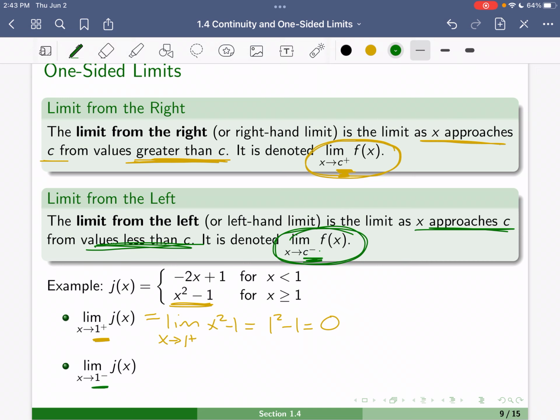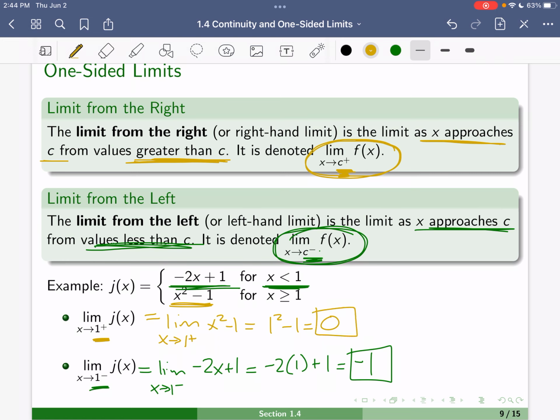If we approach 1 from the left, then we're looking at values that are a little bit smaller than 1. And so this is the way the function is defined when we are a little bit smaller than 1. We can do direct substitution there, and we get negative 1. So our left-hand limit is negative 1. Our right-hand limit was 0.